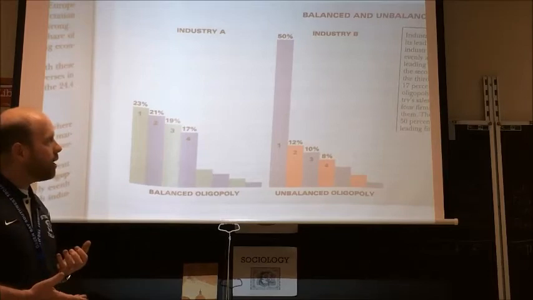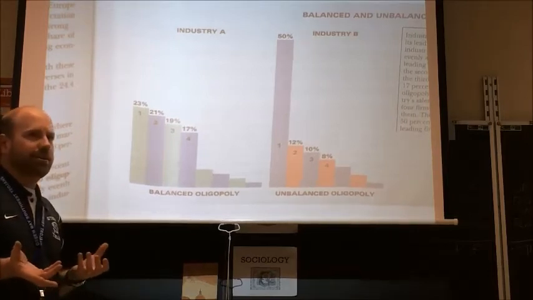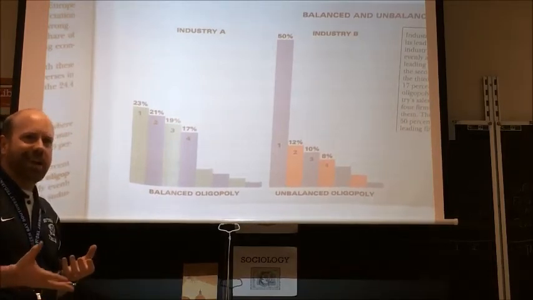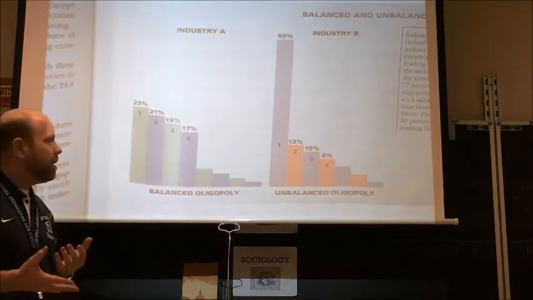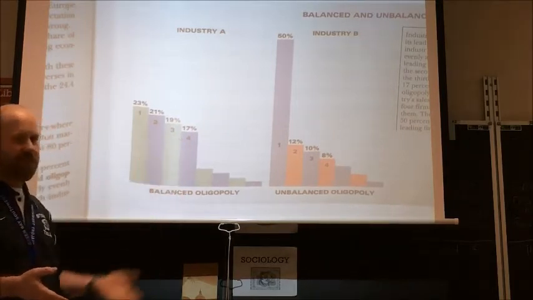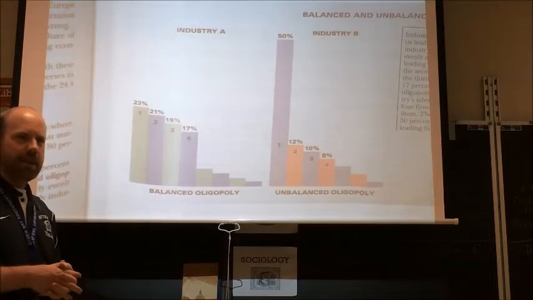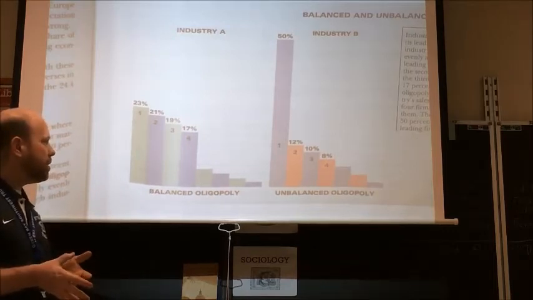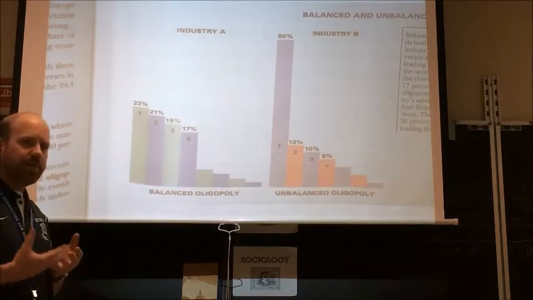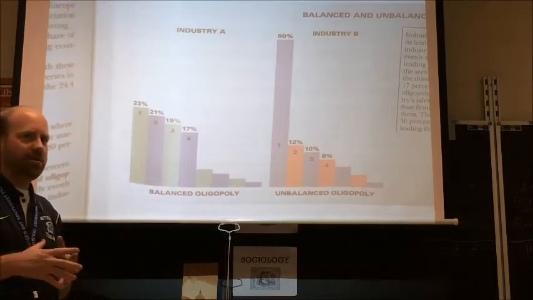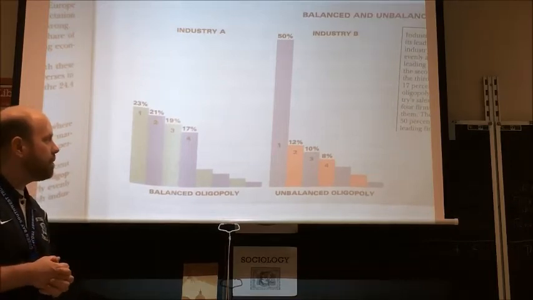In an unbalanced oligopoly, there is a godfather. There is a dominant company that dominates the market. In this case, it's 50% just one company. And this is somewhat important because it's going to talk about, again, the amount of competition that is going to take place within that market.